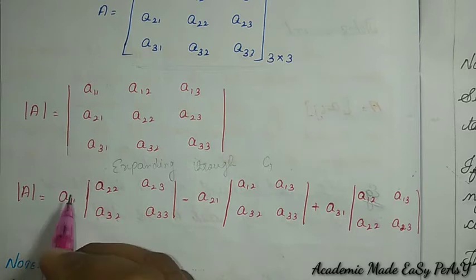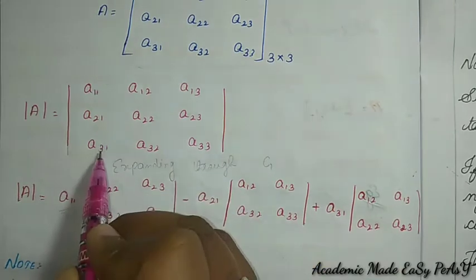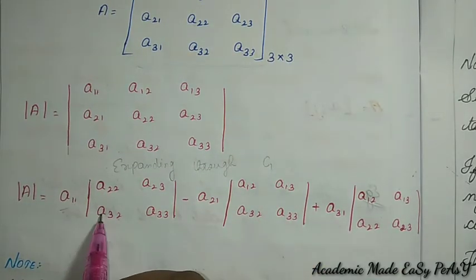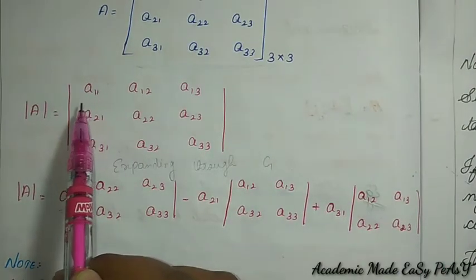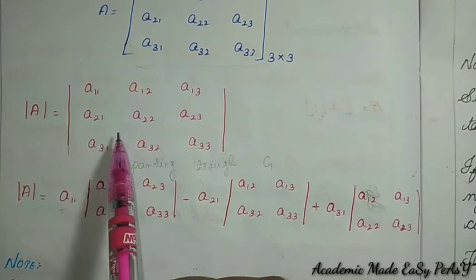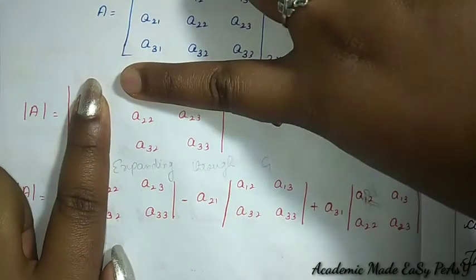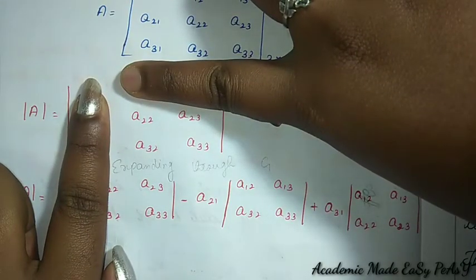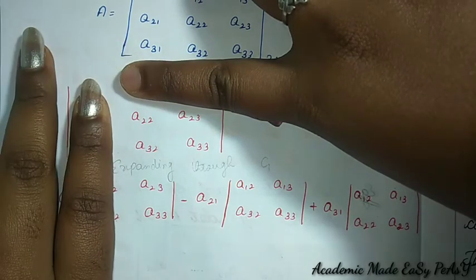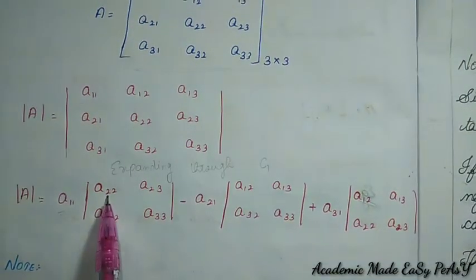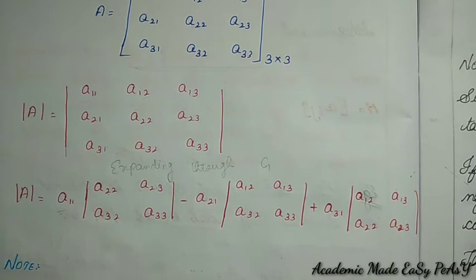Now my column 1, if I take, is A11, A21, A31. First I will be taking A11 into, so now I'm having it like this. A11 is from row 1 and column 1, so I will be hiding this column 1 and this row 1. What are the remaining parts now? A22, A23, A32 and A33. These are the remaining ones, and I have written it over here: A22, A23, A32, A33. Fine.